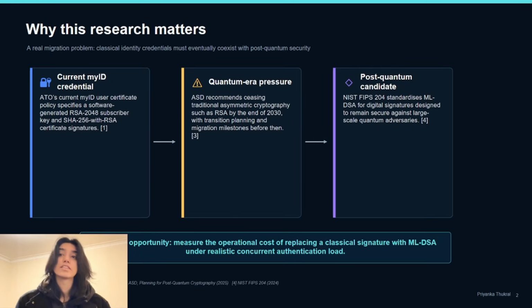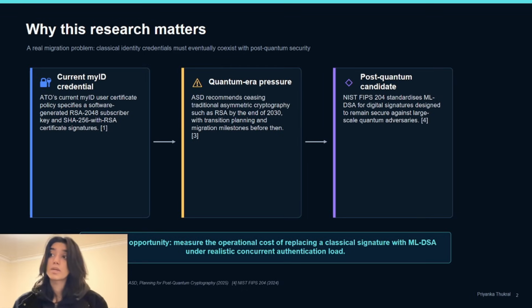Now, why this research method? A real migration problem. Classical identity credentials must eventually coexist with post-quantum security. The current system uses the RSA 2048 algorithm, which quantum computers could easily crack. They could decipher those algorithms. So even the Australian government wants to move to post-quantum algorithms by the end of 2030.